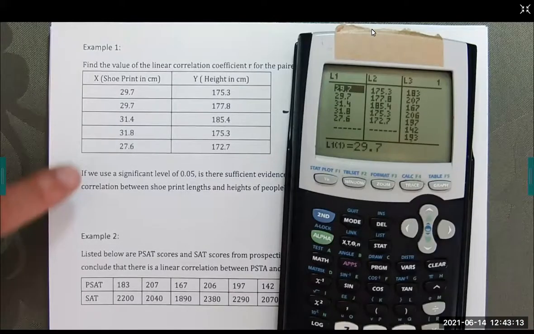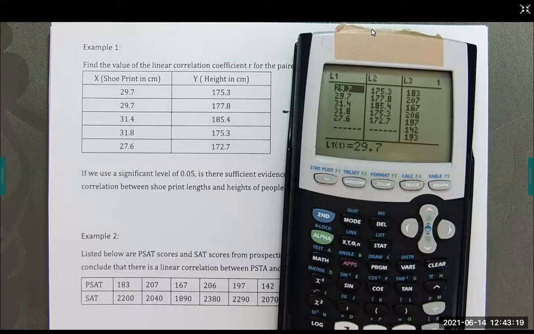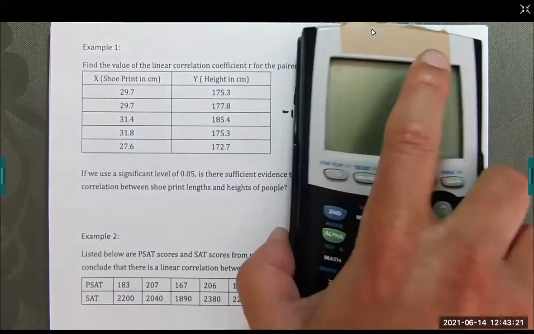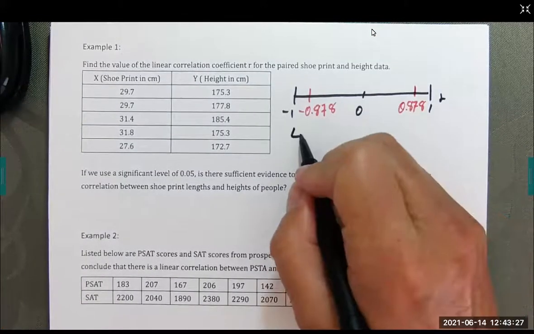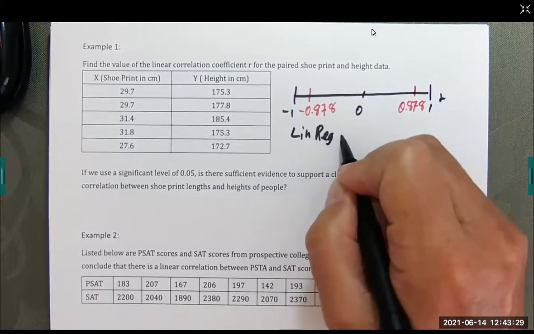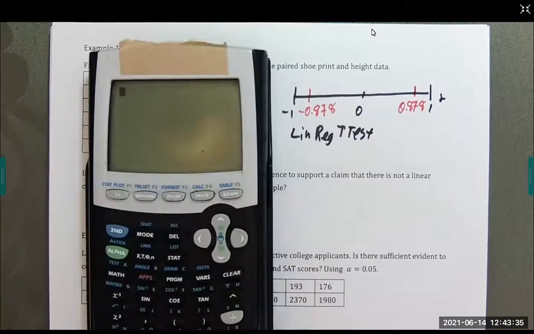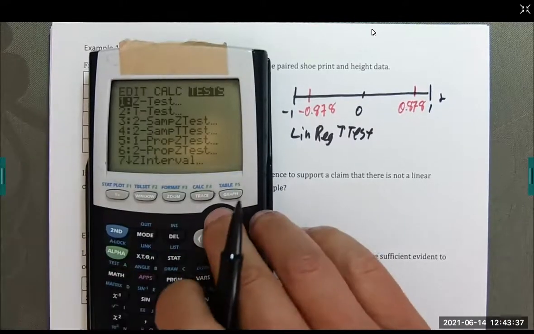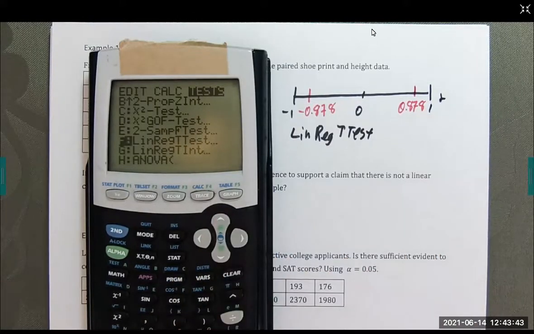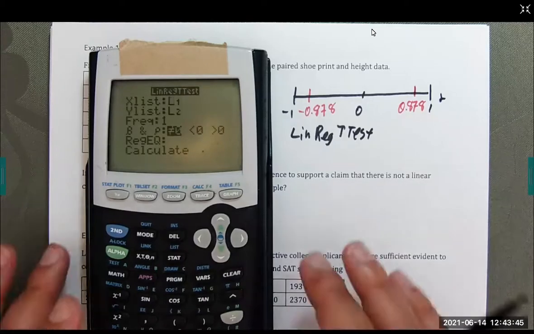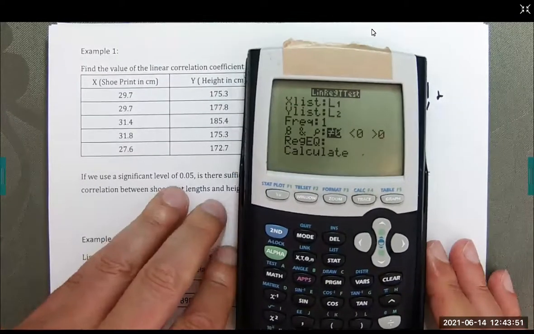So you can see 29.7 and 175.3 and so on. Mine are L1 and L2. And we are going to run the linear regression t-test. I believe that's what it's called. Let's check it. It's all the way at the bottom, so I'm going to hit up. You can scroll down if you need to. Linear regression t-test. There it is. My X list, my shoe print, is L1 for me, and the height is in L2.